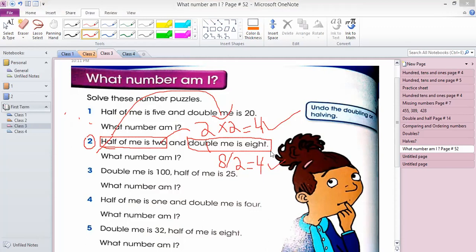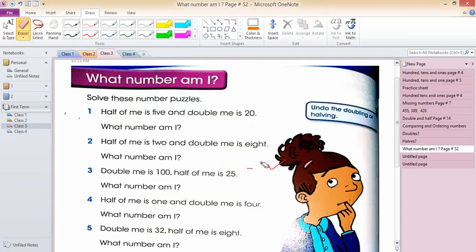Very good. Let's take example of question number 3. Question number 3 is saying double me is 100. First hint is double me is 100. There is a number. If you double it, you will get the answer 100. So find out the half of the answer. The answer is 100. Find out the half of the answer. In order to find out the half of the answer, you have to divide 100 by 2.